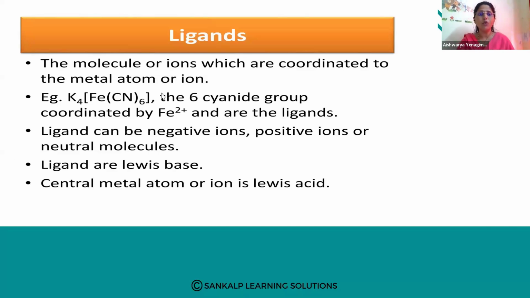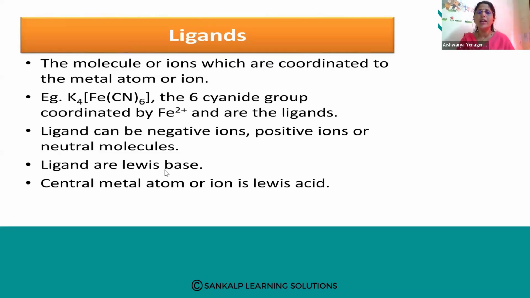An example is given here, K4[Fe(CN)6]. Six CN ligands are attached. What does CN stand for? CN stands for cyanide group. So six cyanide groups are coordinated to Fe2+, and they are called ligands. Ligands can be positive ions, negative ions, or neutral molecules. In most cases they are negative ions, anions, or most of the times neutral molecules, like for example NH3 or H2O. Yes, they are neutral molecules, but in very rare cases we have positive ions also.